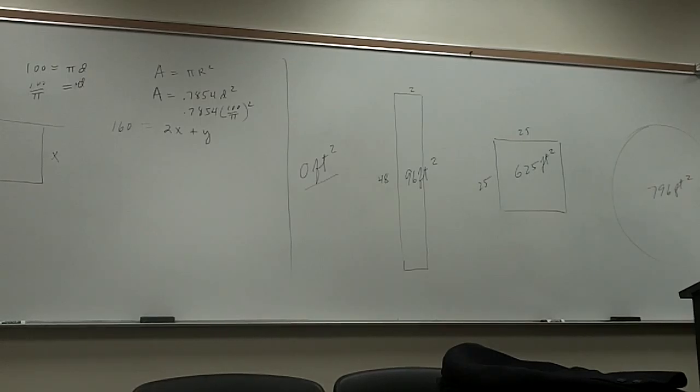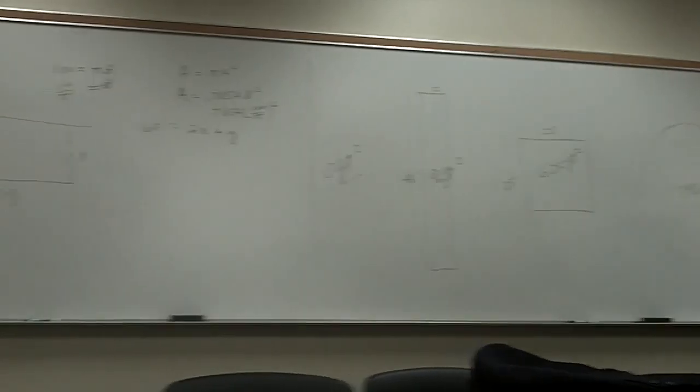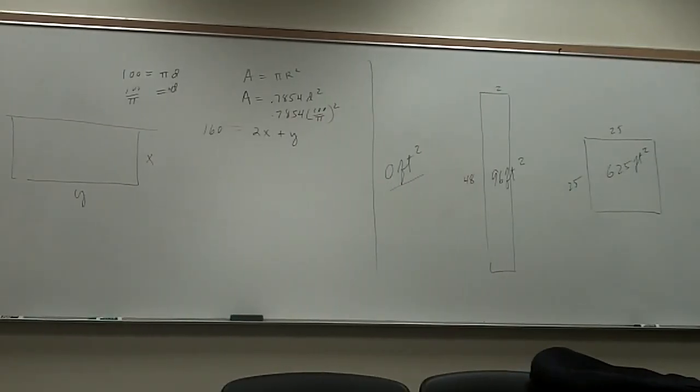So if you got 100 equal to pi d, what is d? D is what? 100 divided by pi, right? What's 100 divided by 3.14? I don't know, don't care. But you do what? You square that and then multiply it times 0.7854, and you get approximately 796 square feet.